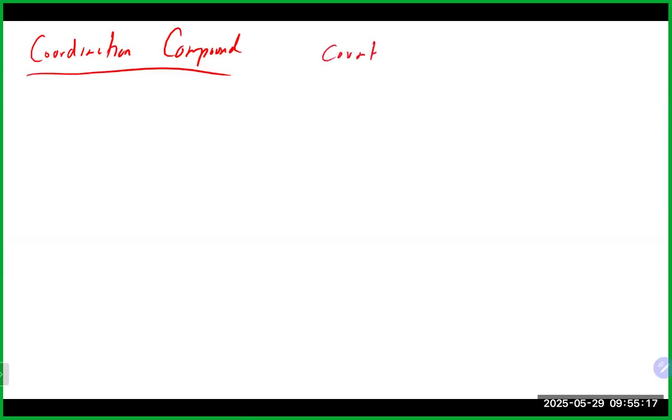Okay, we're going to continue on here. We're talking about transition metals, and really last time we got into the main part of the chapter, which is coordination compounds. And a coordination compound basically contains two things. It has a counter ion, and it also has a complex ion.